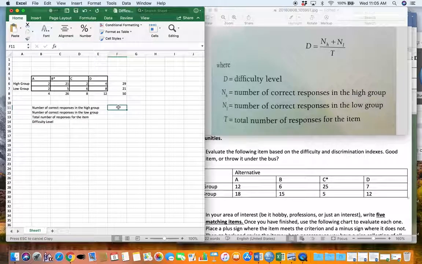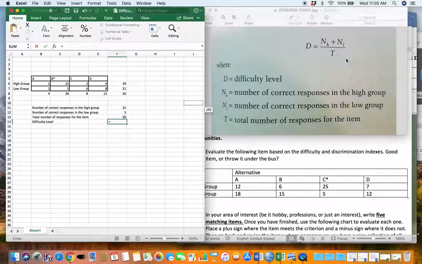Number of correct responses in the high group. This is going to be equal to this cell right here. So B is the correct answer, and 21 out of 29 people in the high group answered correctly. So that's 21. Number of correct responses in the low group, we're going to select this cell right here. So 5 out of 21 people in the low group got this correct. Total number of responses for the item, so this is going to be 50.